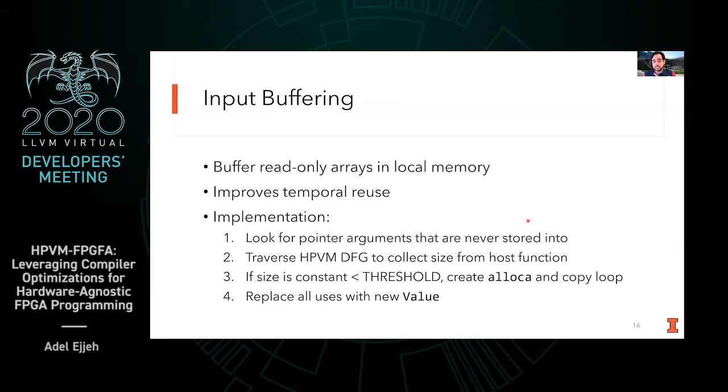For input buffering, the optimization buffers read-only input arrays in local memory to improve temporal reuse. The implementation first looks at all the pointer arguments that are never stored into, and for each such argument, we traverse the data flow graph to collect the size from the host function. If the size is a constant less than some threshold, we create an alloca for that array using the size we just found. A loop that copies the data from the global memory array to the new local memory array is also created. Finally, we replace all uses of the original argument with the new value we just created.